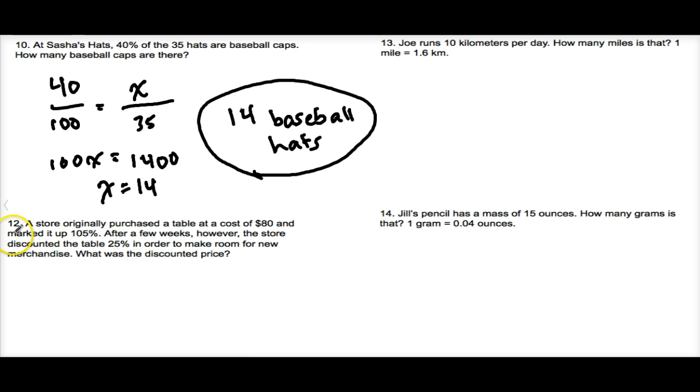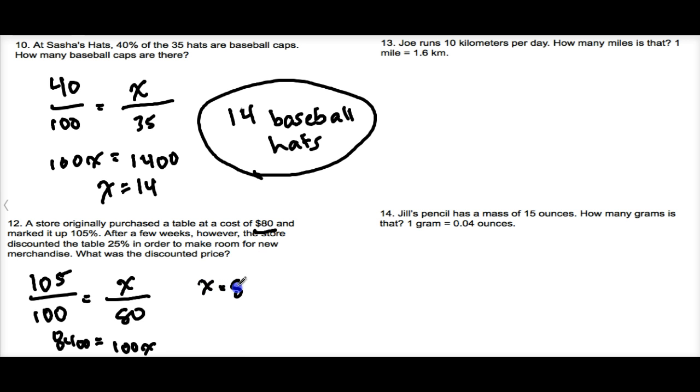All right, number 12, and again, this I think because I double wrote one of your problems. Number 12. A store originally purchased a table at a cost of $80 and marked it up 105%. So marked it up, so it cost 80 for the store, but they raised it 105%. So 105 is the percent. You can have over 100, by the way. So the total cost was 80. We want to find out what 105% is. So we cross multiply, and that's going to be 8,400 equaling 100x, and then x will equal 84.